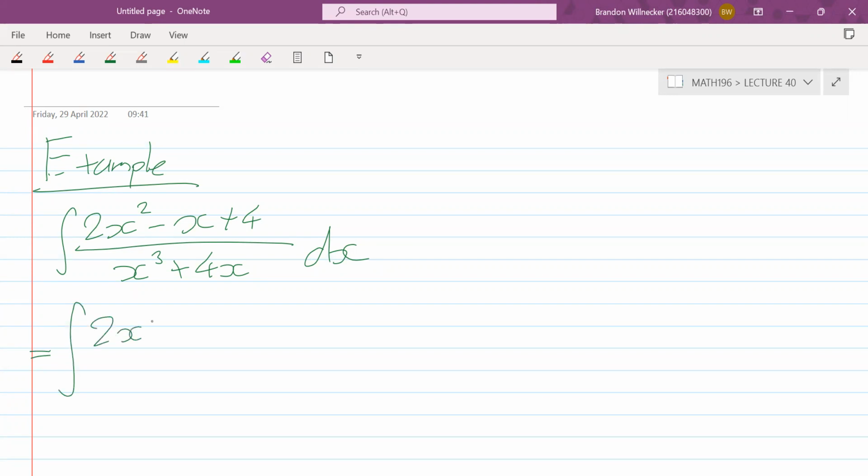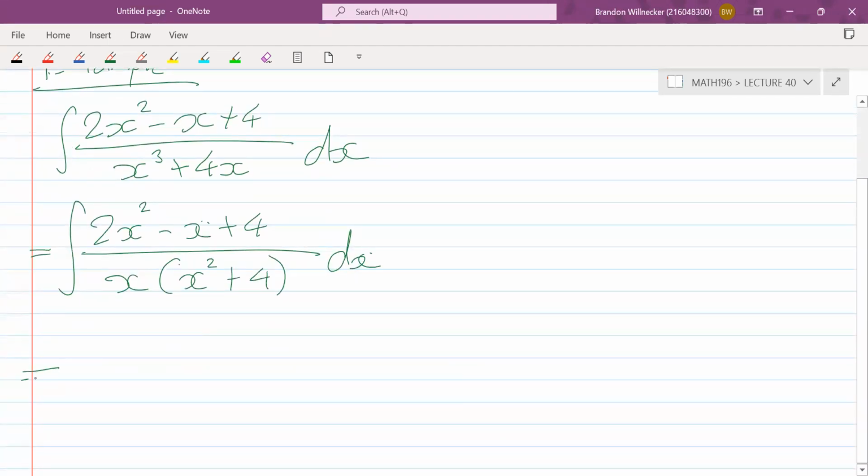So this is going to be (2x² − x + 4) over, we need to factorize the denominator. So that's going to be x times (x² + 4). Notice the first term is linear, the second one is quadratic. Okay, so this is a case 3 situation.